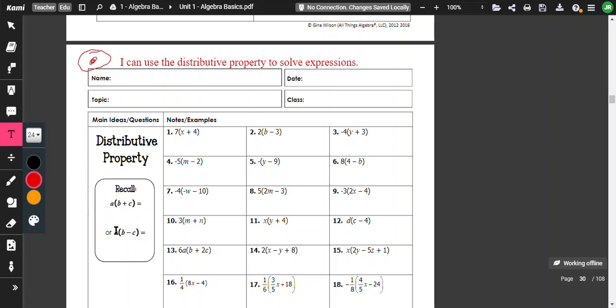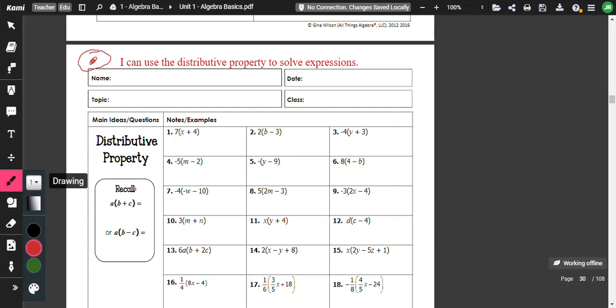So let's first review what we talked about when we were doing the different properties of algebra and recall what the distributive property is. Right here, when we have a times b plus c, we're going to distribute the a into the parentheses. And you will get something like this. We'll go a times b and get ab. And then we'll do a times c and get plus ac.